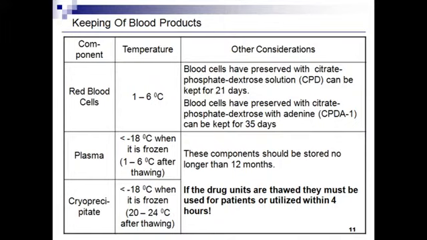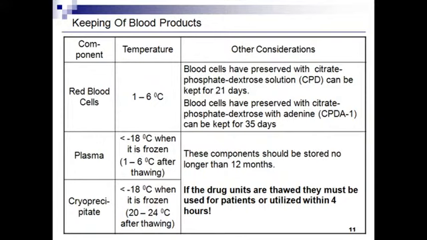If the plasma is frozen, we can keep the hemacones with plasma up to 12 months. If the plasma is thawed, we must use the plasma for patients, or we must utilize the unused plasma within 4 hours. The same applies to Cryo Precipitate. Storage is at 80 degrees below zero when it's frozen, and from 20 to 24 degrees Celsius after thawing.